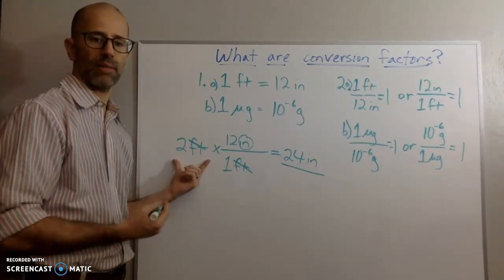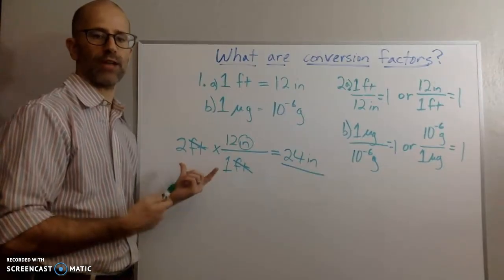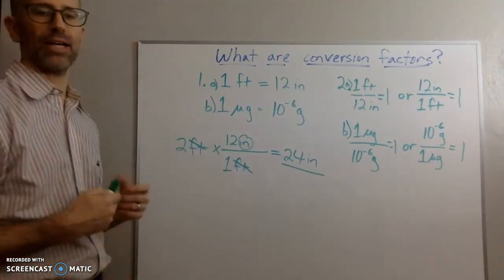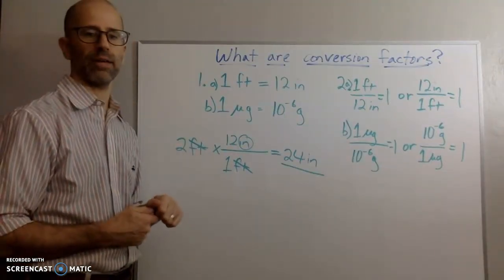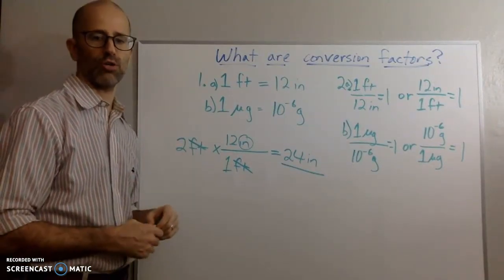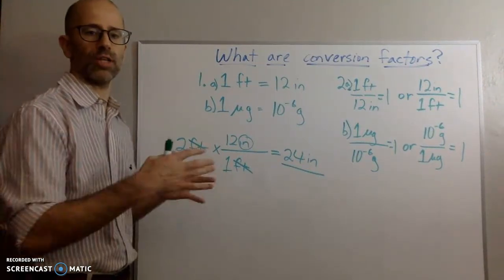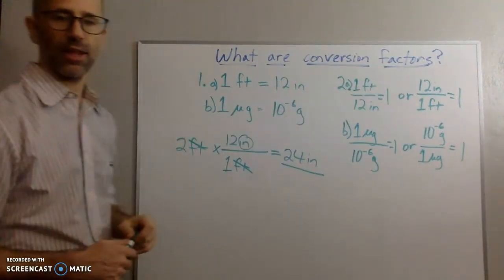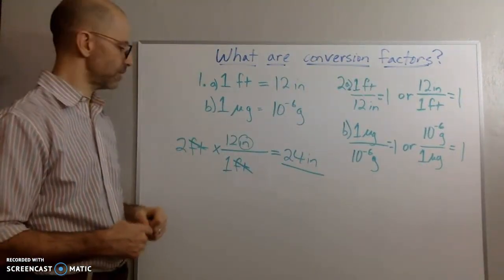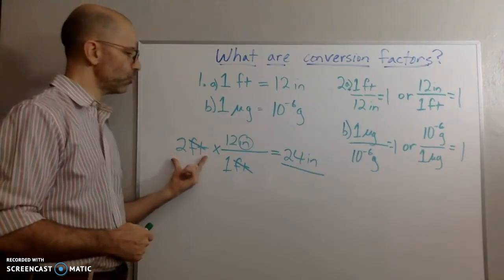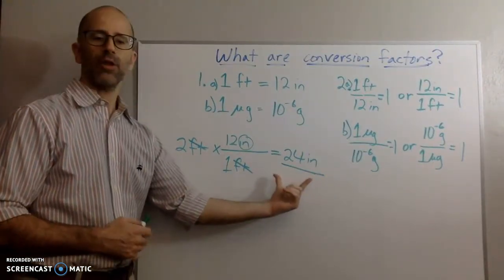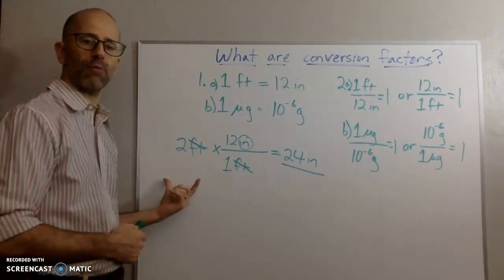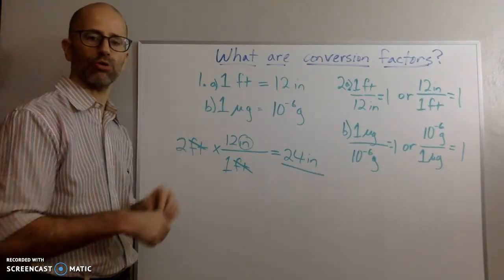So this is the great thing about conversion factors. Conversion factors, like the number 1, because they are equal to the number 1, do not change the magnitude when you multiply them. You only convert the unit from one unit to another. That's why we call them conversion factors. They only convert units. So here I go from 2 feet to 24 inches. The only thing I'm doing here is converting from feet to inches, I'm going to a smaller unit.